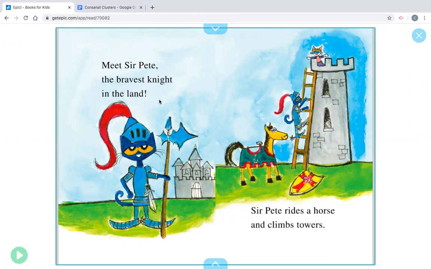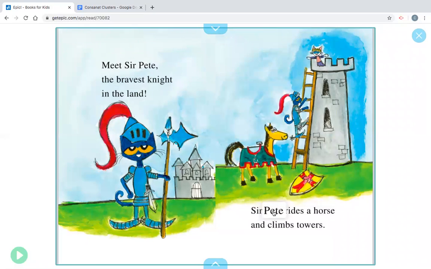All right, let's look at this beginning. Which word has a consonant cluster that we are looking for? If you guessed bravest, yep, because bravest has that BR consonant cluster. Makes that br sound. Bravest. So far we have one BR in this story. So let's make sure that we keep count. We have one BR. Let's continue.